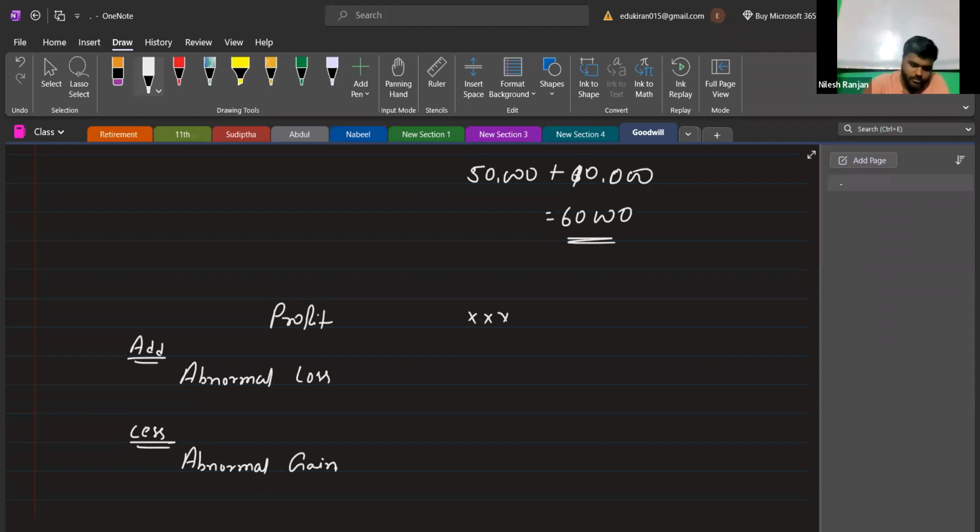Okay, so now I'm explaining this to you. Actually, abnormal loss is already deducted from the profit. Generally, profit is calculated at the end of the year, and during the year, if abnormal loss or gain happens, then the profit is calculated by adjusting those items. Yes or no?